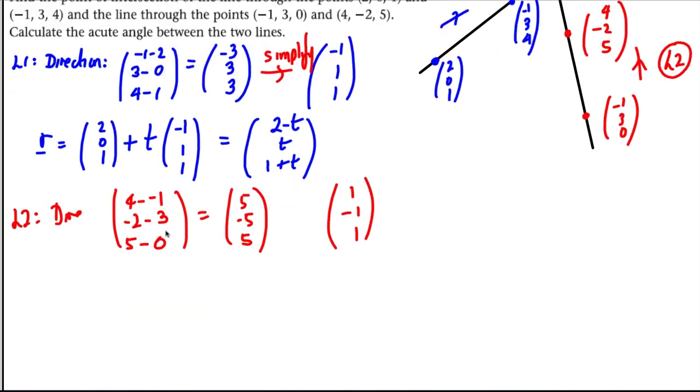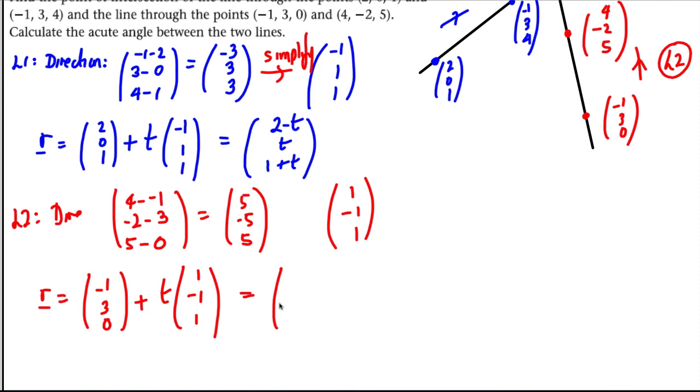So therefore I could write the equation of this line, r is the point on the line, (-1, 3, 0), plus t lots of the direction of the line, (1, -1, 1). And combining those, I would get (-1 + t).